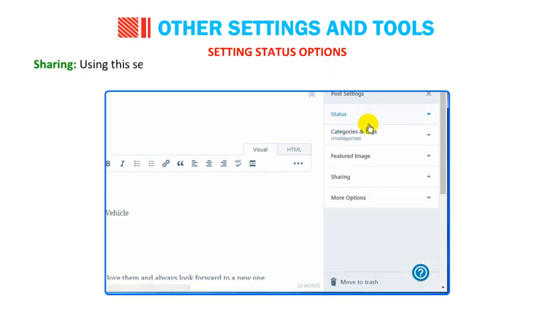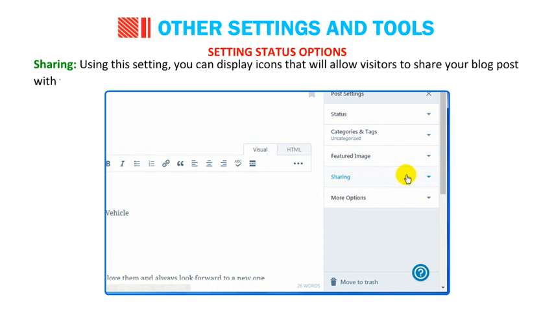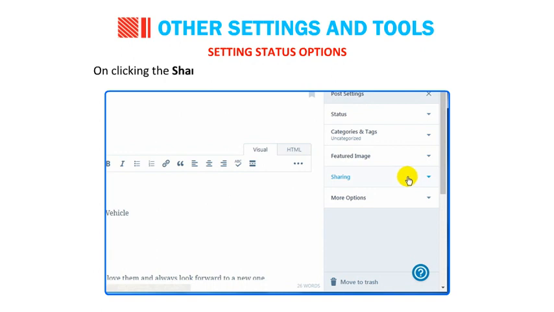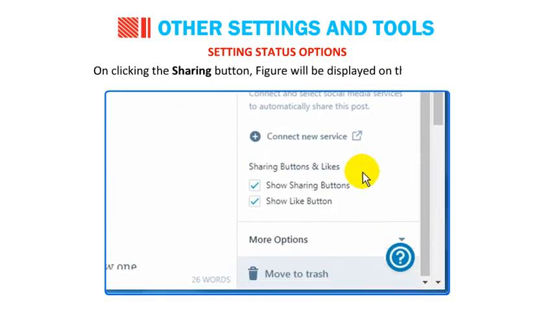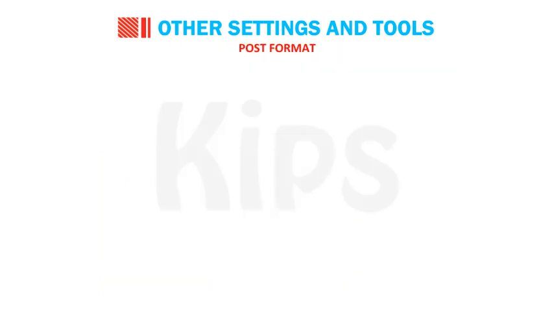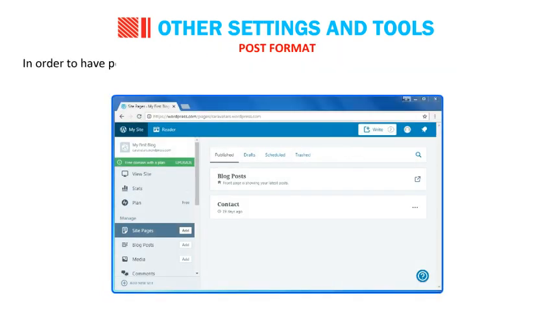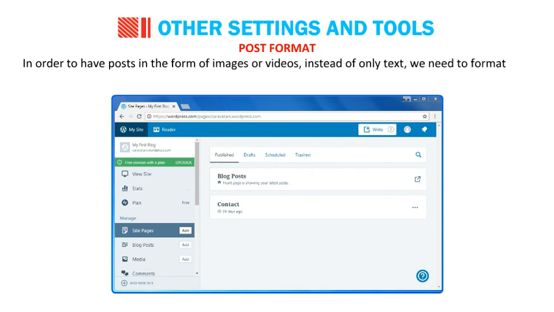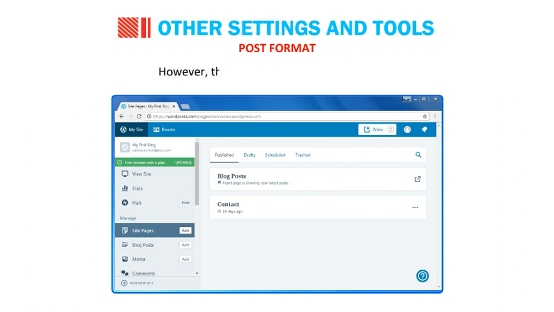Sharing. Using this setting, you can display icons that will allow visitors to share your blog post with their friends on social media like Facebook, Twitter, LinkedIn, etc. On clicking the Sharing button, a figure will be displayed on the screen. Post format. In order to have posts in the form of images or videos instead of only text, we need to format the image post to accommodate this change. However, the settings can be left as standard.